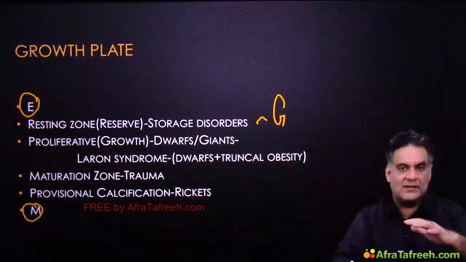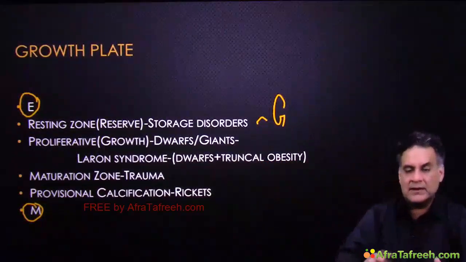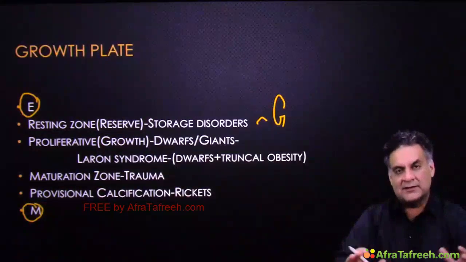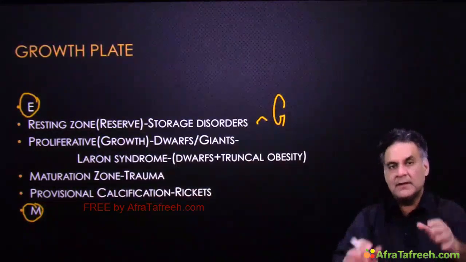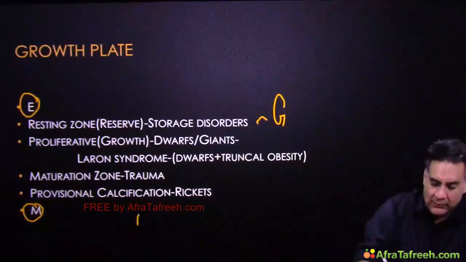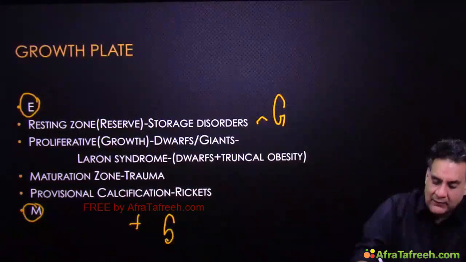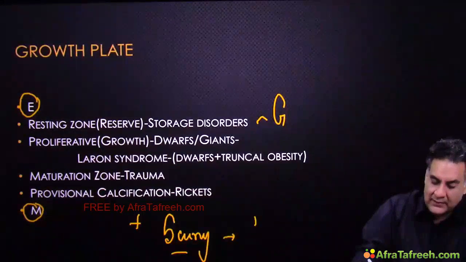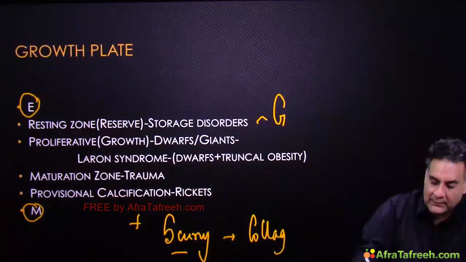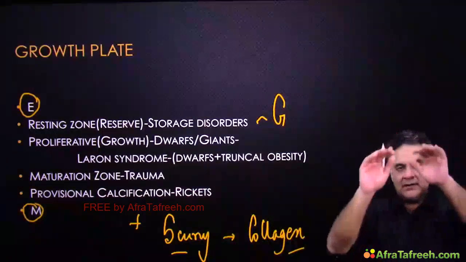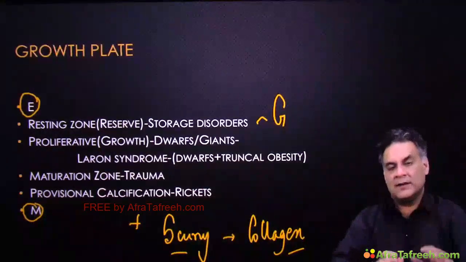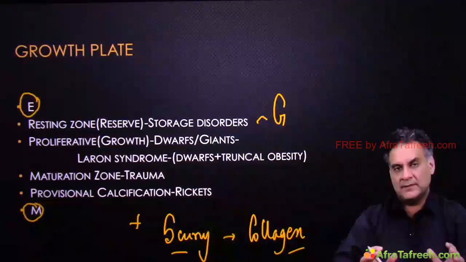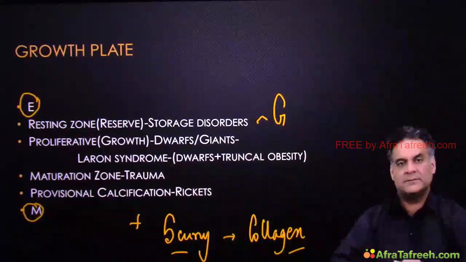So physeal injuries in children involve this zone. And the last one, closest to the metaphysis, is the zone of calcification, affecting rickets. Remember, beneath that is the primary spongiosa, or the bone, where scurvy will affect, because it affects the cross-linking of the collagen. So scurvy will affect the spongiosa or the primary bone. That is how the growth plate is classified. Stages, different zones. Thank you.